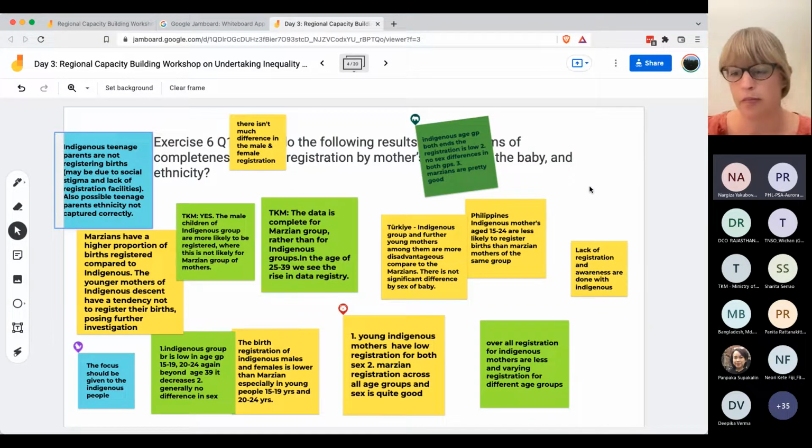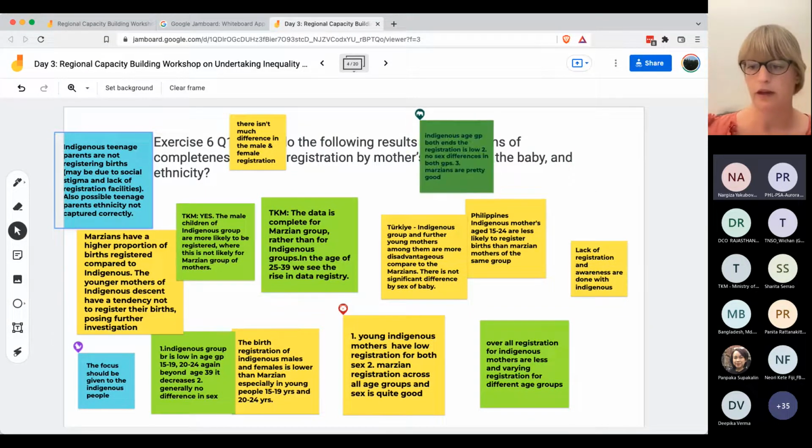Let's see, what does our poll say? It looks like 88% don't think that there's a sex differential, 11% do. Let's go back and look at our data together, one more time here.